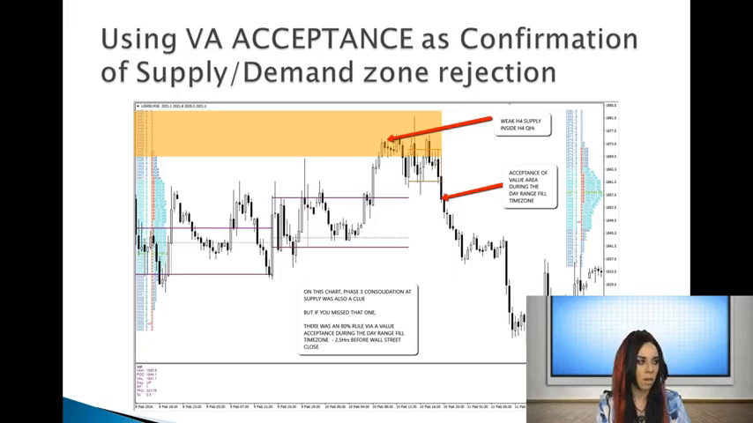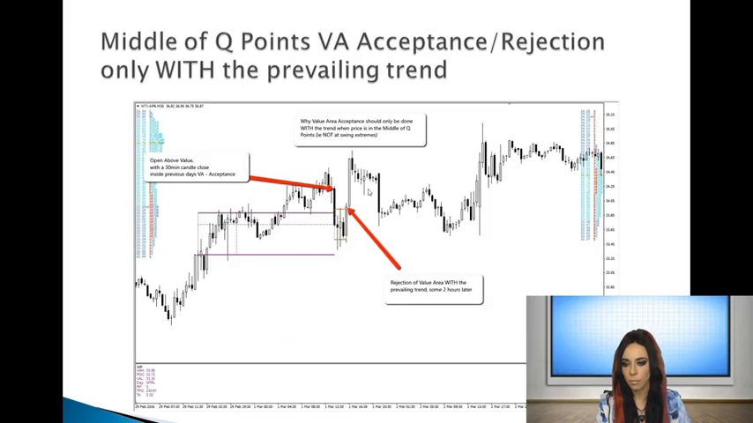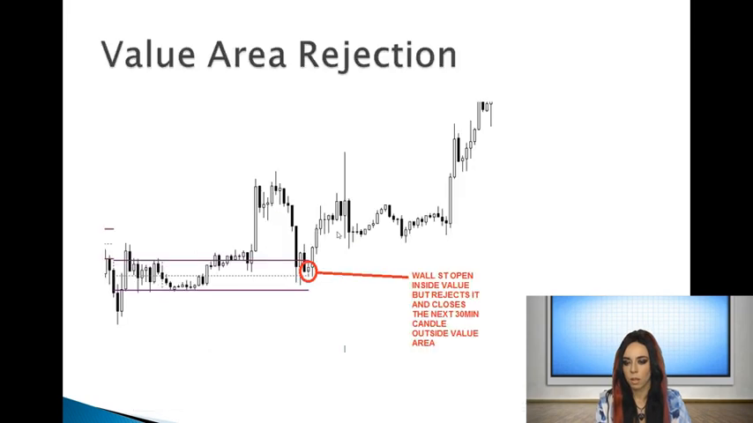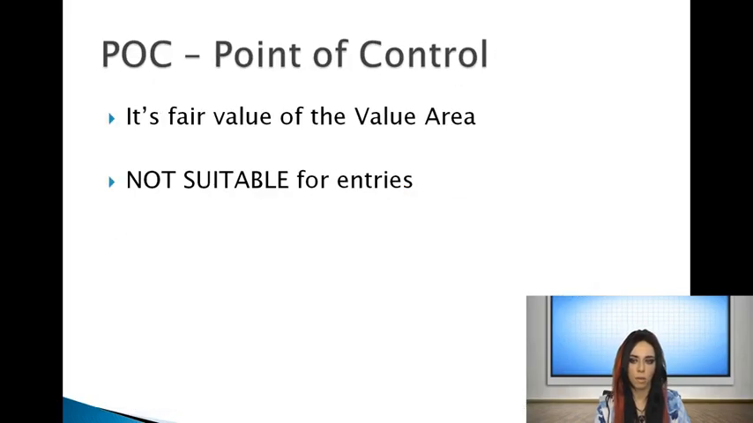Let me see if I can get another example. Okay, here we go. So this is an open inside value. Now we know that here we had a rejection of value. But I have a lot of traders going, well, this isn't like going down. So we've had an open inside value. I'm going to try and short it off value area high. No. That's not a setup. That's a super low probability setup, the worst you can think of. So keep that in mind.